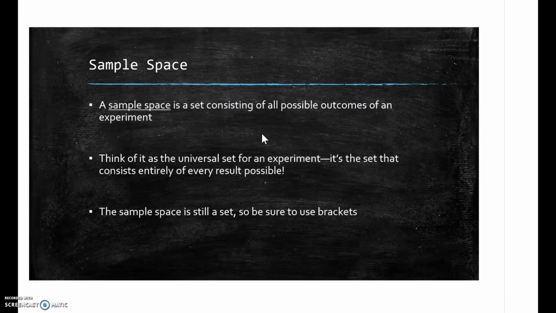So a sample space. A sample space is just a set consisting of all possible outcomes of an experiment. So, for example, easy experiment here. If I just flip a coin, my sample space consists of heads or tails. That's the set. That's the sample space. It would be H, comma, T. That would be your set. Basically, think about it as the universal set for an experiment. It's literally every possible outcome that could happen. It's essentially a universal set.